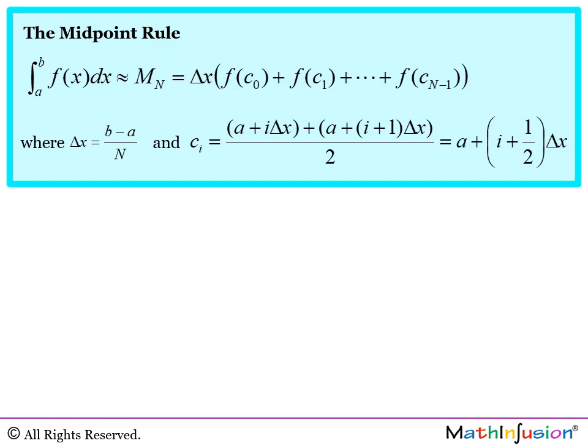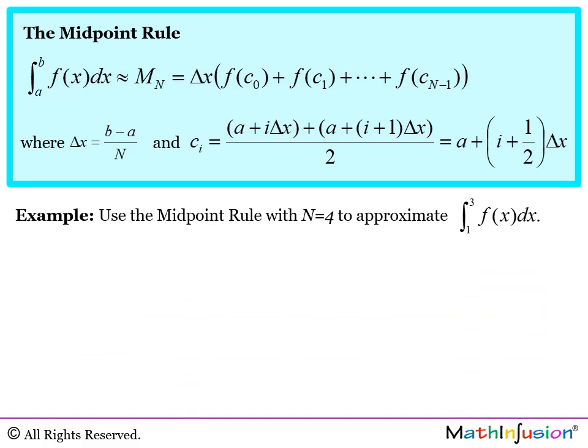We summarize the midpoint rule. This is again approximation of the definite integral of the function f(x) between a and b. This is just delta x times the sum of the value of the function at the midpoint of each one of the intervals. So again, delta x is (b minus a) over n, and the midpoint is the average of the two endpoints, a plus i delta x and a plus (i plus 1) delta x. When you simplify, you get a plus (i plus half) times delta x.